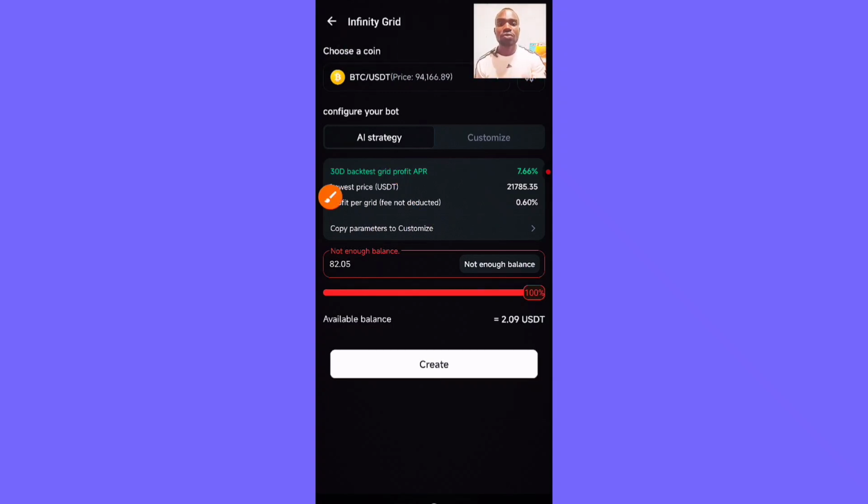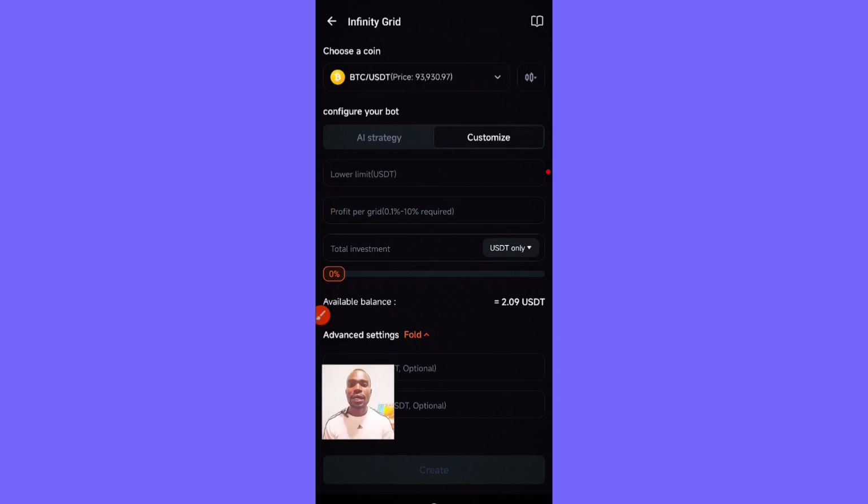So when you want to reduce the amount of capital that we are going to use, the best thing to do is now to go under the customize. Here under the customize, there are 3 parameters that we are going to be required to key in. So the first one is the limit. You'll be required to put the lower limit of that BTC that you want the bot to be running from. Then you have the profit per grid.